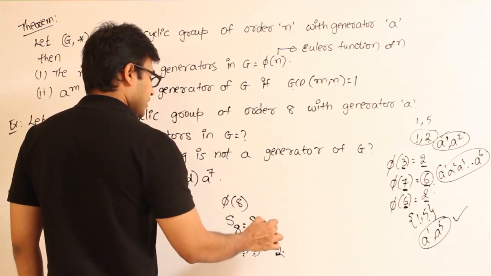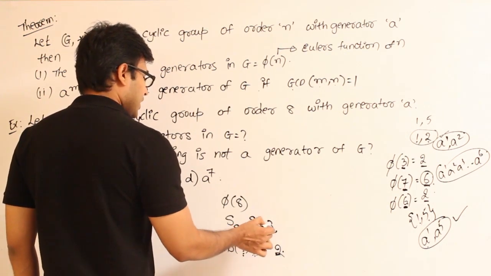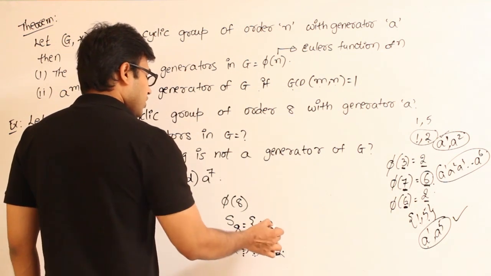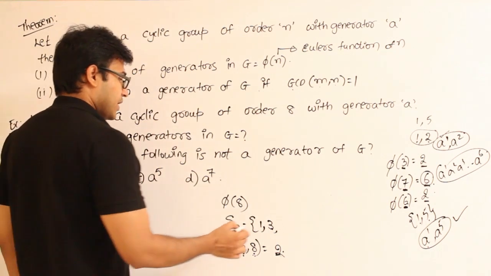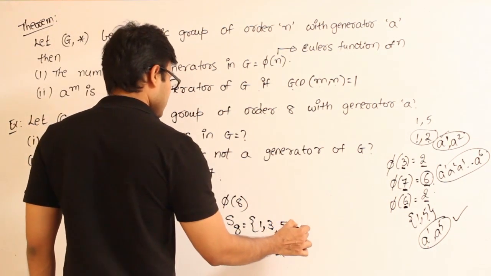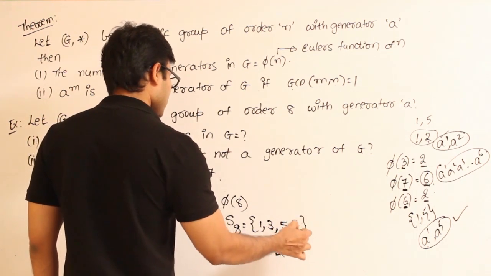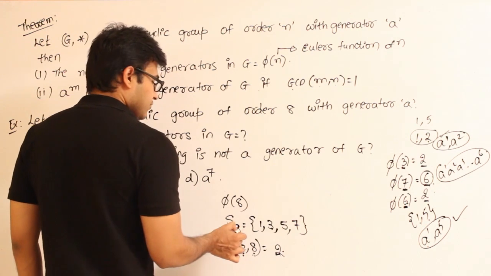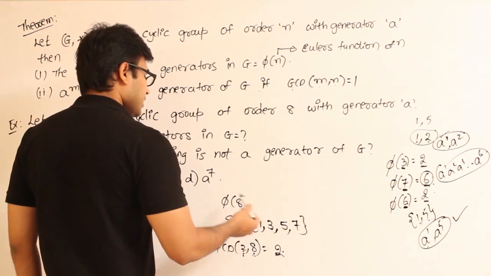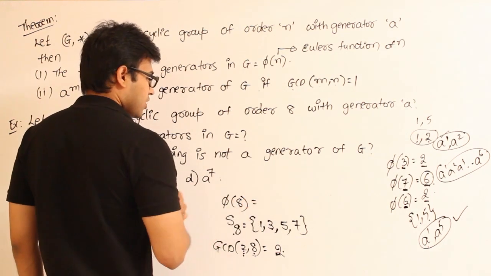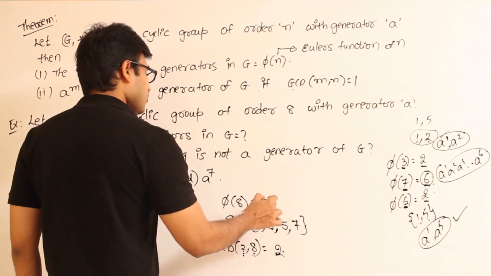So 2 is not relatively prime, but 3 is relatively prime because the greatest common divisor of 3 and 8 is 1. 4 is not relatively prime because the greatest common divisor of 4 and 8 is 4. 5 is relatively prime, and 6 is not relatively prime because the greatest common divisor is 2. 7 is relatively prime. Therefore, these are all the numbers which are less than 8 and relatively prime to 8. S8 contains all of these. Therefore, phi of 8 is nothing but the cardinality of S8, which means 4.